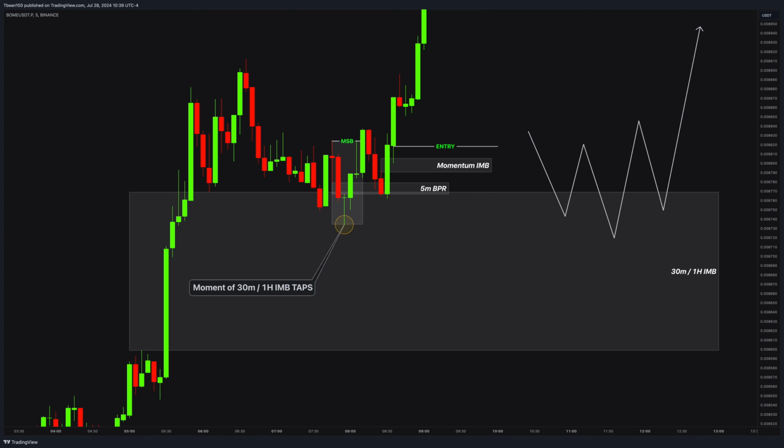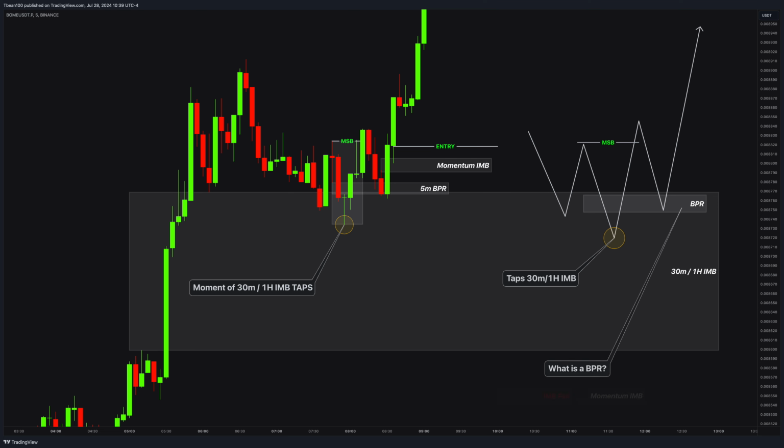Let's make everything extremely clear for you. We already had our weekly and daily bias. Now we are looking for a reason to long this top gainer. In the 5-minute chart, price taps the 30-minute and 1-hour imbalances and the inner structure shifts. Inside the inner structure, we notice the balanced price range.